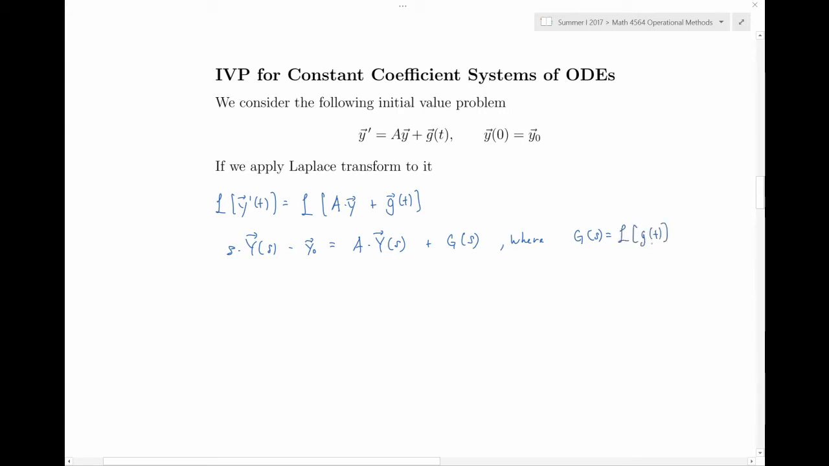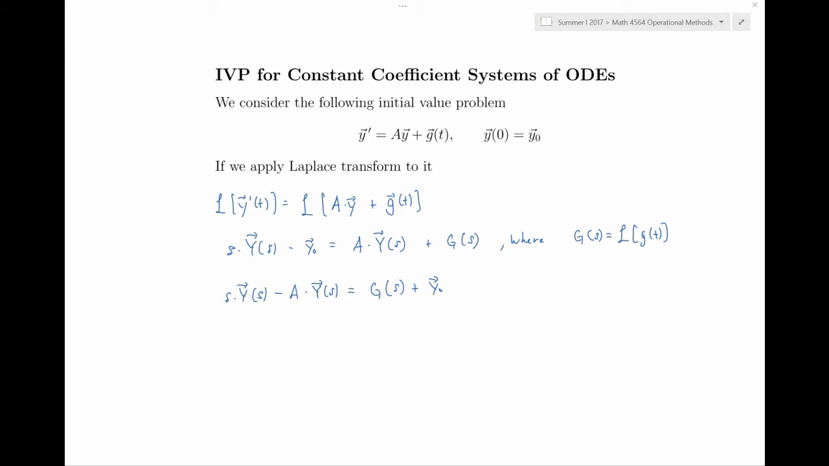Moving terms with y of s to one side and y naught to the other side, we get that s times y of s minus a times y of s should be equal to g of s plus the initial condition for y. You might be tempted to factor out y of s from the expression on the left, but we can't really do it as of now because s is a scalar and a is a matrix.